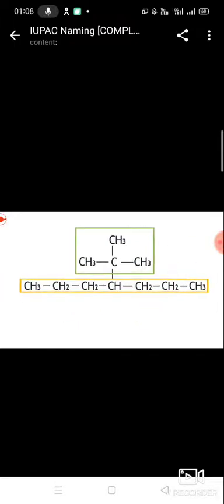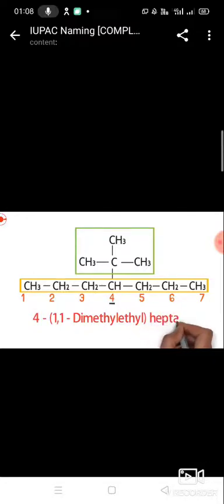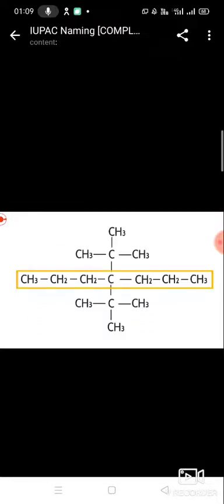So 1,1-dimethylethyl. And how many carbon atoms are there in a straight line? 7 carbon atoms. In the 7 carbon chain, it is attached to the 4th carbon. So on the 4th carbon, the attachment position is there. So 4 you have to write first. So 4 is the position of the substituent. What is the substituent? 1,1-dimethylethyl. What is the straight-line carbon chain? Heptane. So that's the name of the compound.